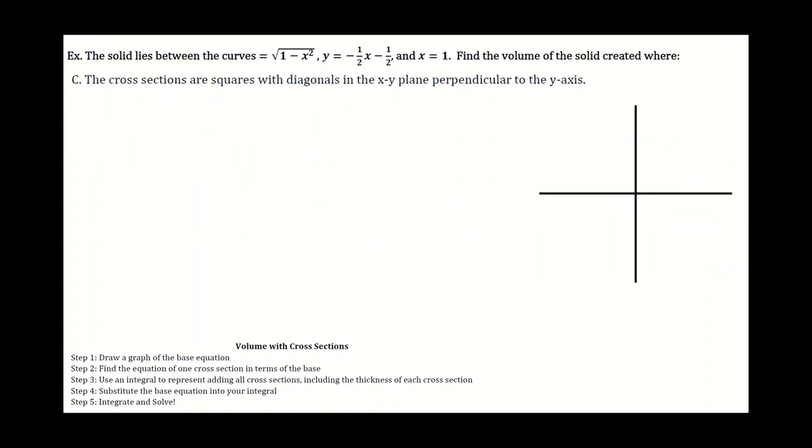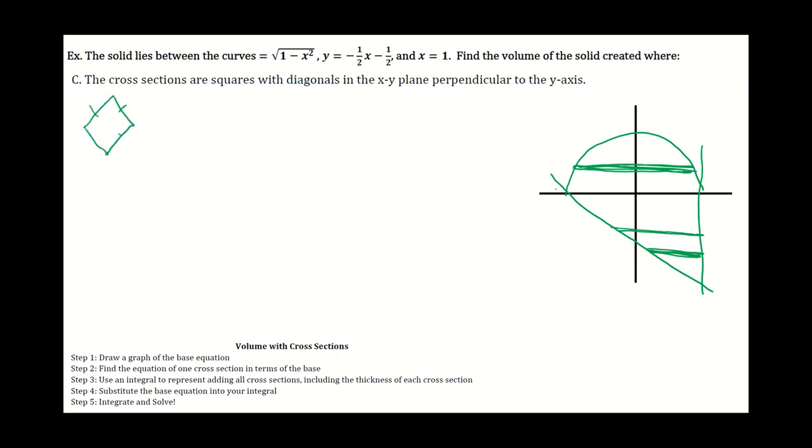Okay, and then lastly, again, same figure. In this case, the cross sections are squares with diagonals in the xy plane perpendicular to the y-axis. So what that means is I'm going in a different direction now. So like this would be one slice here, this would be one slice here, perpendicular to the y-axis. This will be another slice, and that's the diagonal of a square. So think about, I'll just draw the square over here. So you have a square, all the sides are the same, but the diagonal is the base, okay?